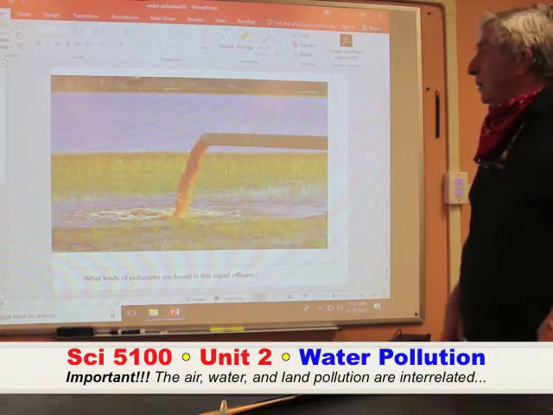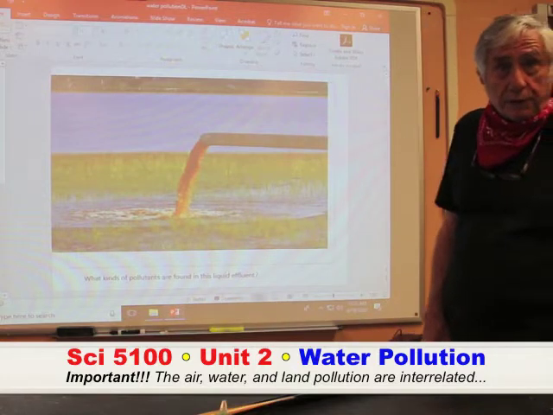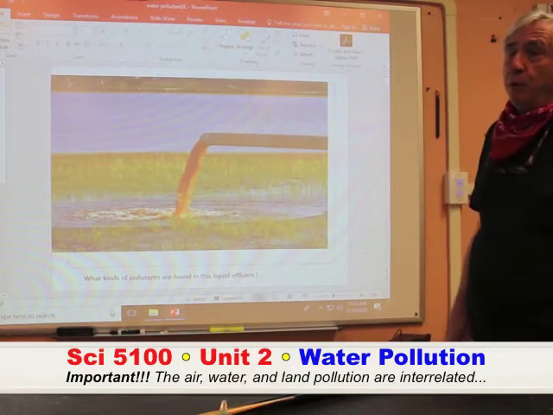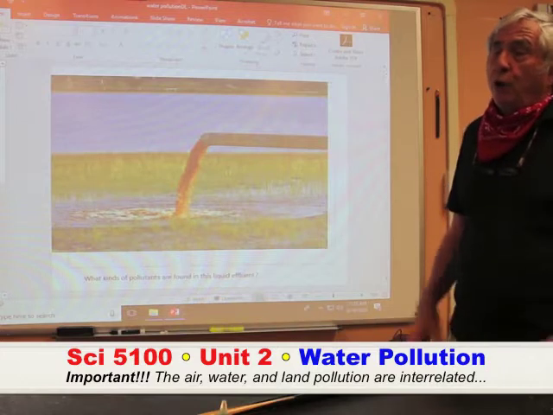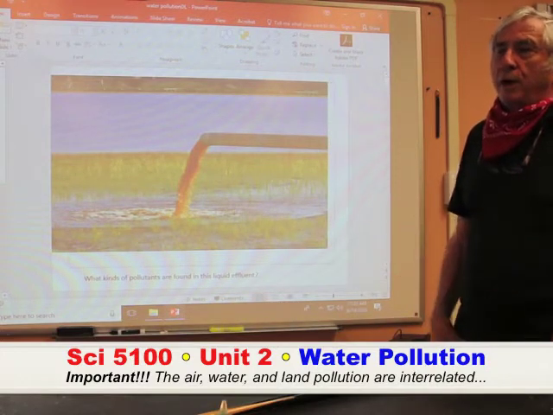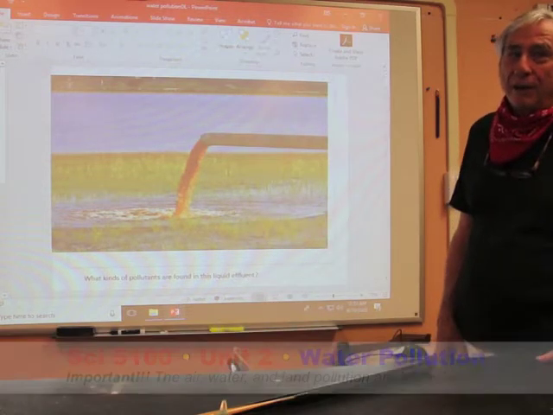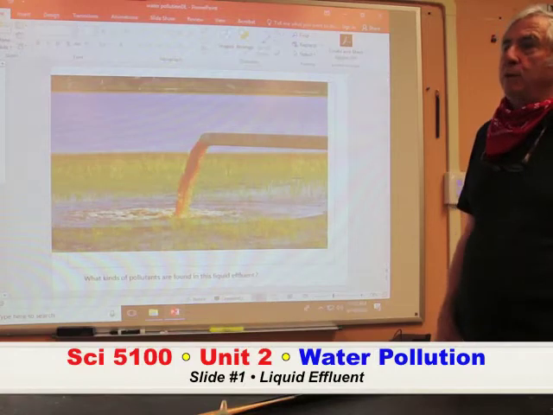And so we're going to take a look at the different areas of pollution, starting first with water pollution, and then later follow with air pollution and some land pollution. Although the air, water, and land are really interrelated with one another, so when one area is polluted, it affects the other area. So it's really a mixed bag when you look at pollution.